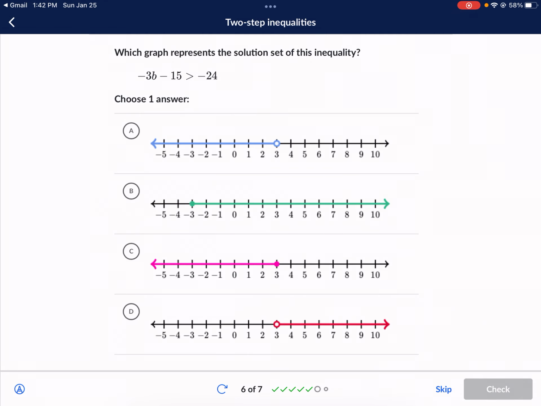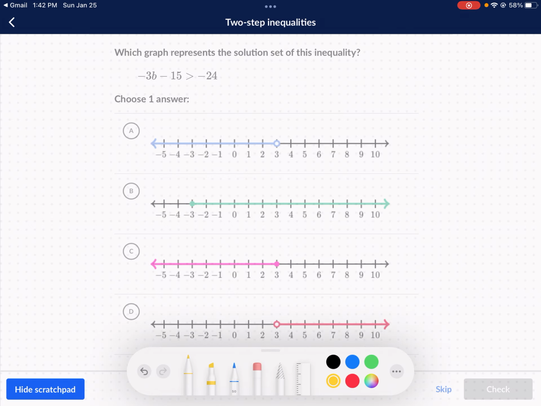Okay. Which graph represents the solution set? Looking at this, I already know B and C are out, and the reason why I know B and C are both options that are going to be removed is because it's a greater than sign. So that means that it has to be an open circle. So I know B and C are both removed. So now I've got a 50-50 shot. I know my answer is going to be something to do with 3. Let's go ahead and take a look.